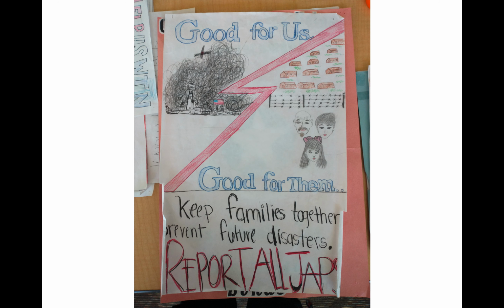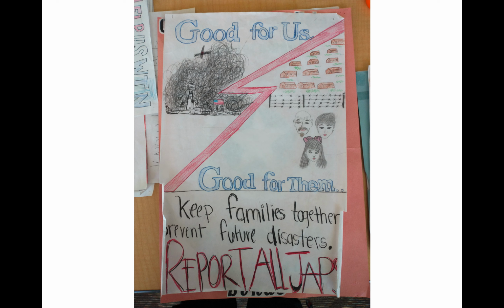Okay. So here's the second one. This poster is about Japanese internment, and the student is trying to convince you that Japanese internment is a good thing and that we should do it. So you can see here they have a slogan, good for us, good for them. So Japanese internment camps, this is a positive thing from the student's point of view, right? They're good for us as Americans, and it's good for them as Japanese. And they go on to explain, keep families together, prevent future disasters, report all Japs. Right? And Jap is, of course, a racist term from World War II for Japanese people.